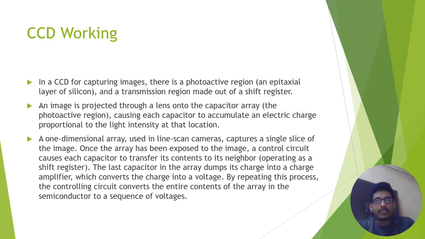Also, a one-dimensional array is used in line scan cameras, capturing a single slice of an image. Once the array has been exposed to the image, a control circuit causes each capacitor to transfer its contents to its neighbor, operating as a shift register. The last capacitor in the array dumps its charge into a charge amplifier, which converts the charge into a voltage. By repeating this process, the controlling circuit converts the entire contents of the array in a semiconductor to a sequence of voltages.